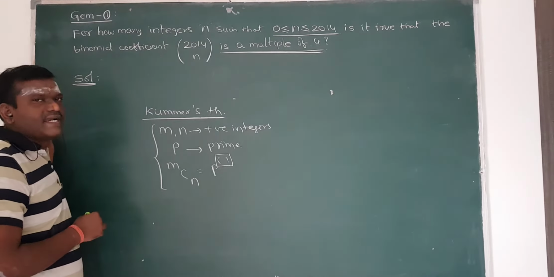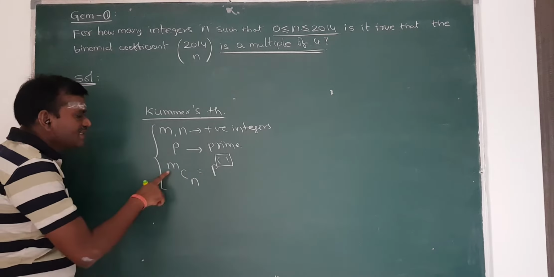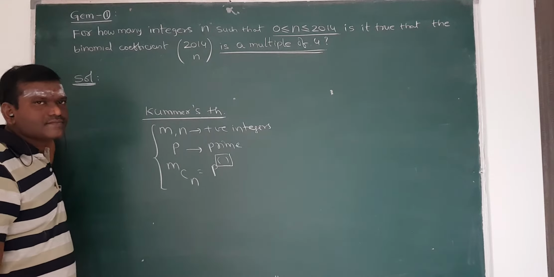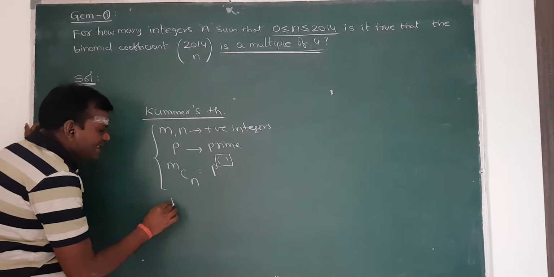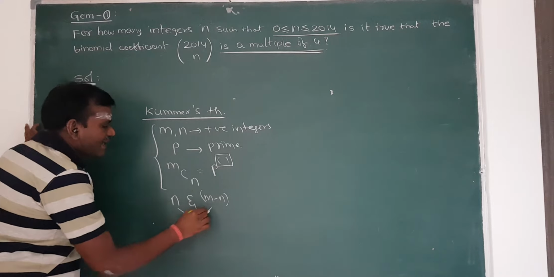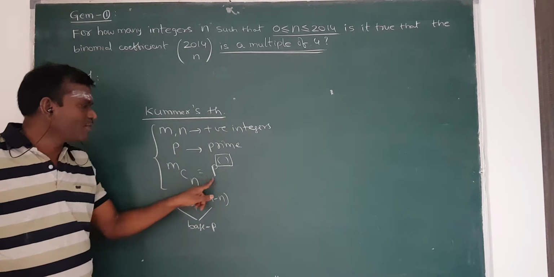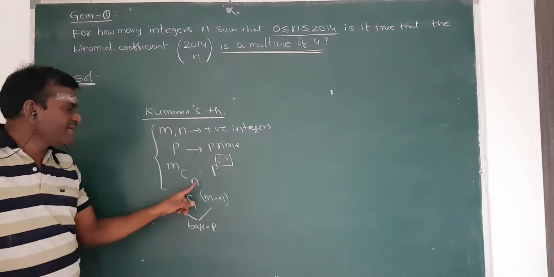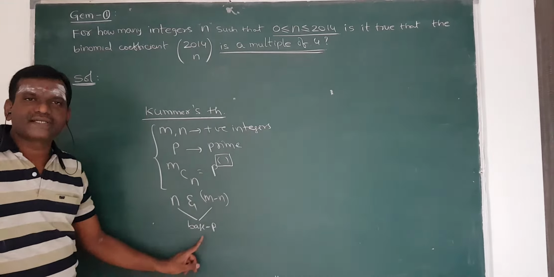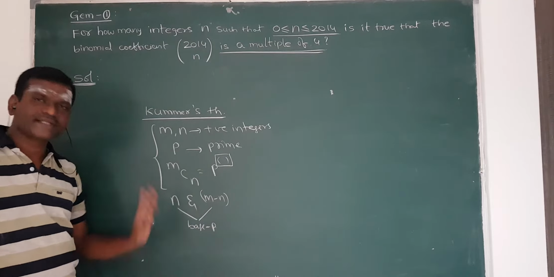In depth, the statement of Kummer's theorem is: if we want to know the power of p in the binomial coefficient mCn, first express n and the difference of these two numbers, m minus n, in base p form. Suppose I want to find the power of 2 in mCn, then I will express these two numbers, n and m minus n, in base 2 form. Base 2 format, base 5 format are there. So I will express them in base p format.